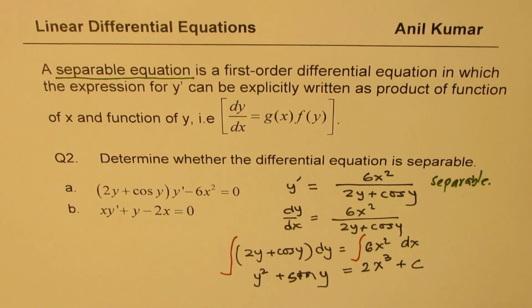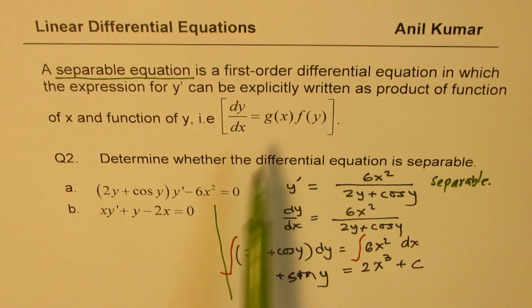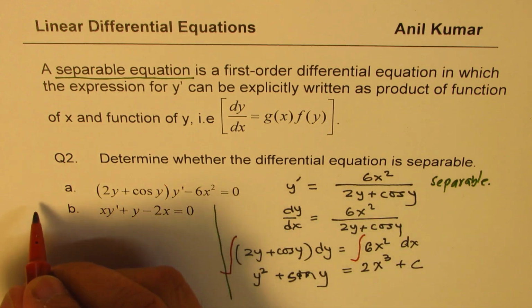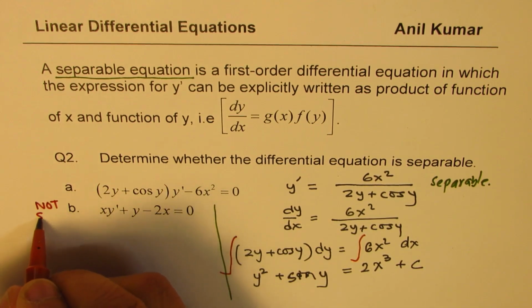Now let's look into the first equation. Here you cannot write y dash as a product of g of x and f of y, correct? So it is not separable. This one is not separable.